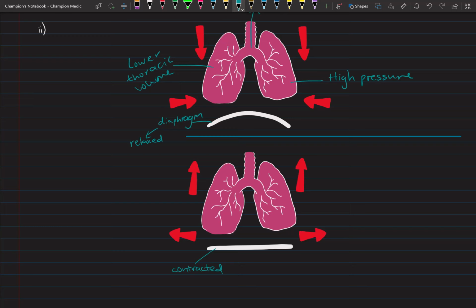Your chest moves up and out, so your diaphragm flattens. That will decrease the pressure because you have a higher thoracic volume. That will cause air to rush in.